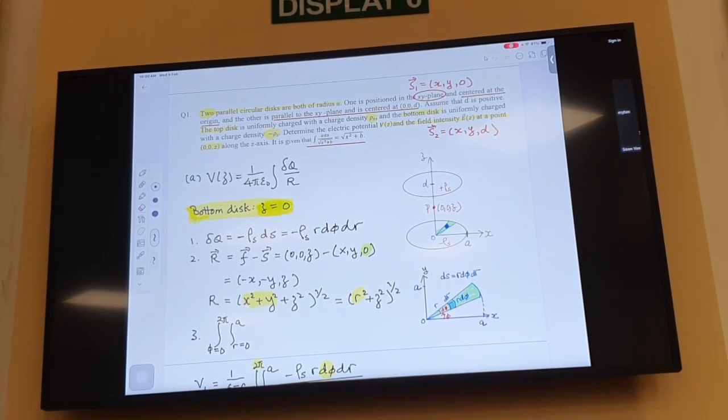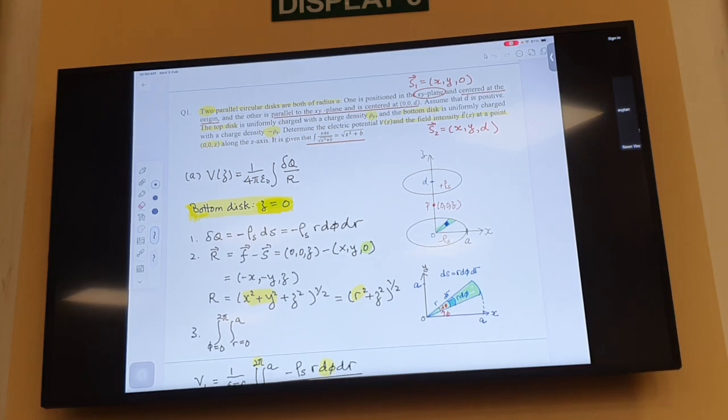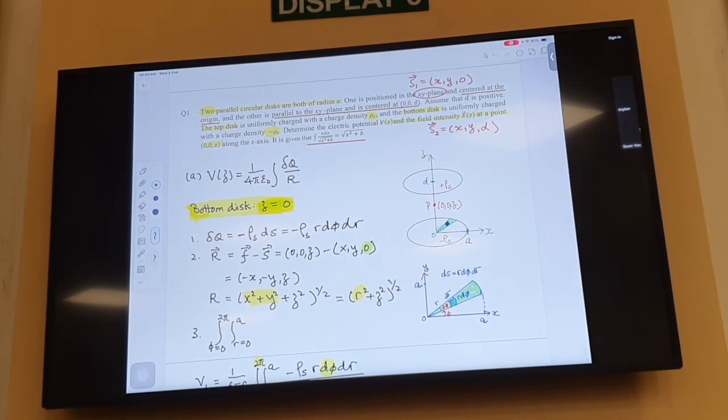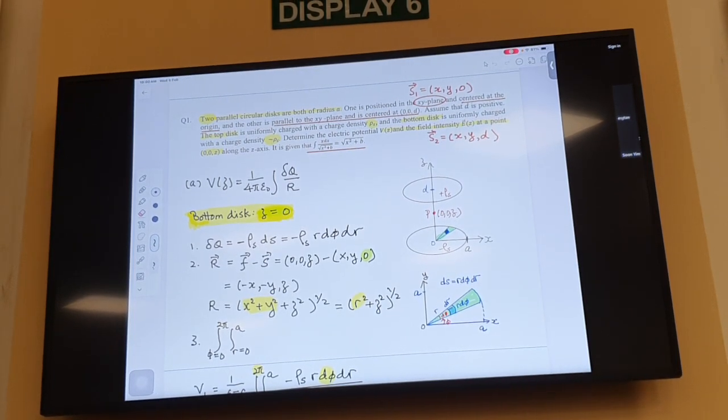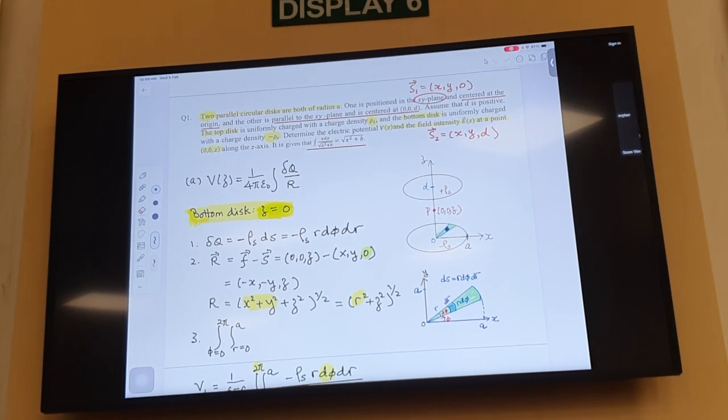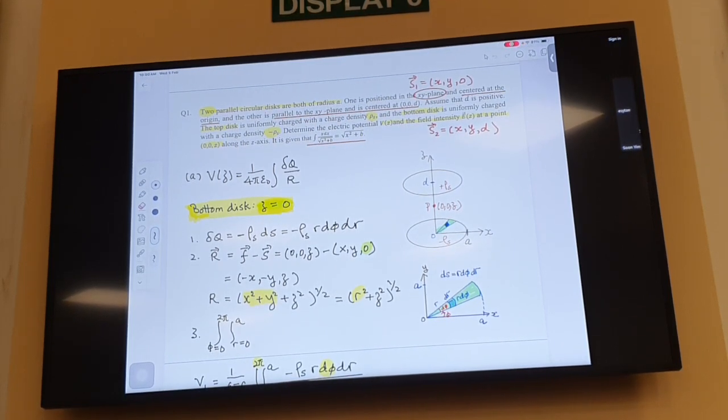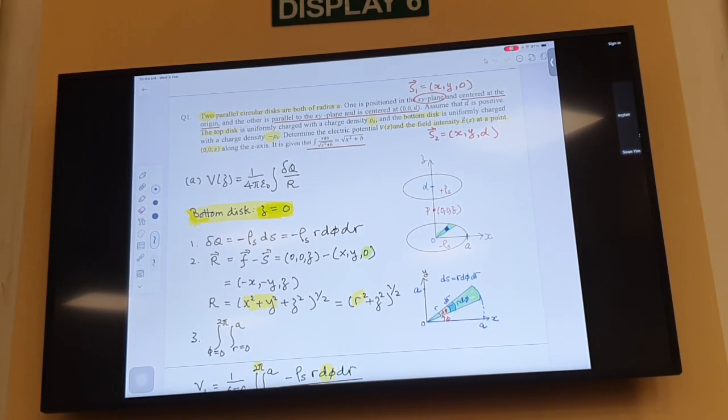So, for 2 circular dishes we usually apply superposition. You can do it one by one. There are 2 separate sources. The simplest way is to look at one, solve it, and then obtain the other. One is positioned in the xy plane. The xy plane means z equal to 0. Okay, x and y are yet to be determined, we just leave it there first. So that is the xy plane, centered at the origin.